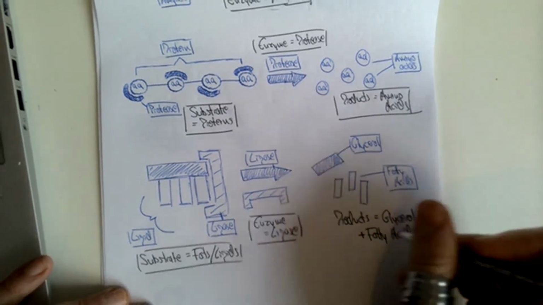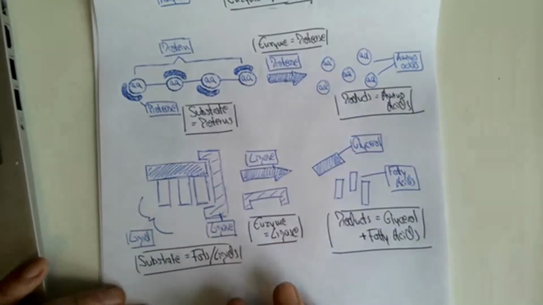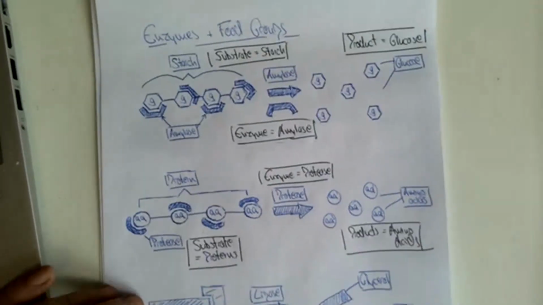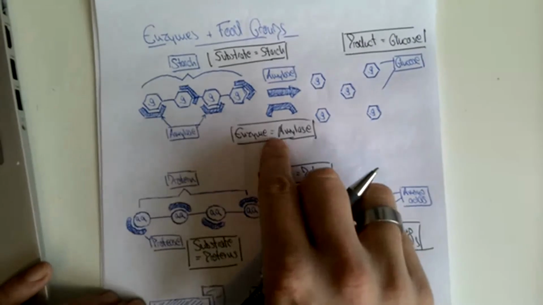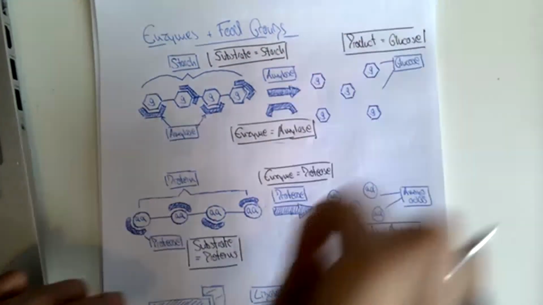So they're just three examples of the actions of enzymes within the digestive system that you'd be expected to know. The name of the enzyme, the substrate that it bonds to, and the product that it produces.